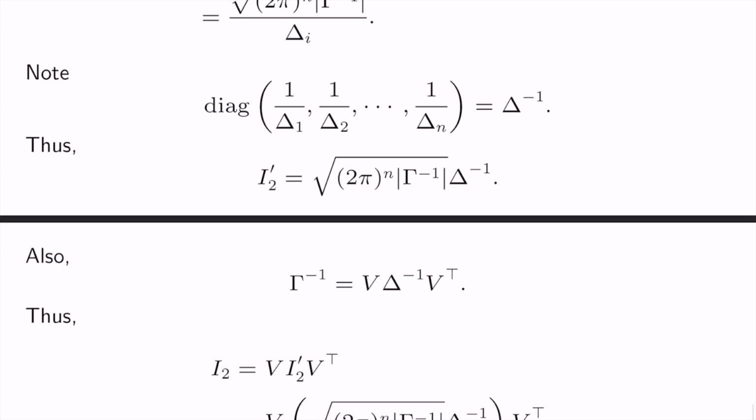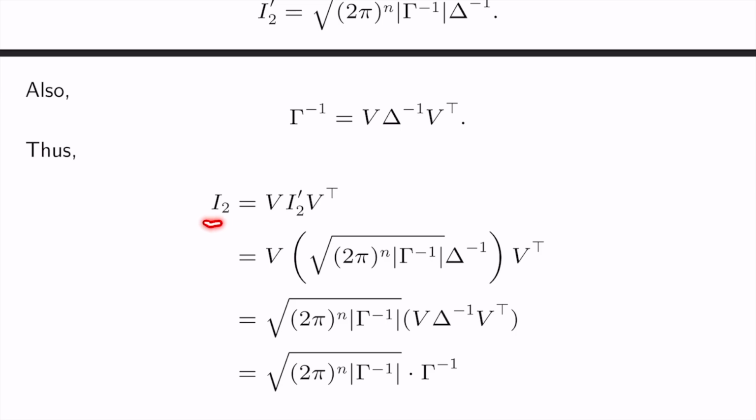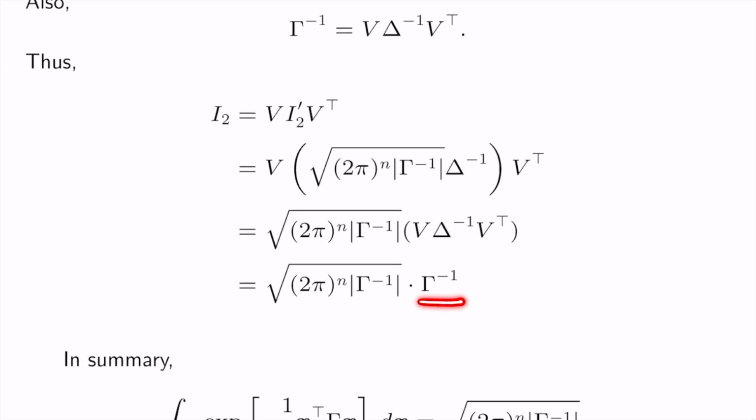Now, remember that the inverse of gamma can be expressed as V times delta inverse times V transpose. So the original integral we wanted to find was this, V times I2 prime times V transpose. And this one we have just found, it's this. So this is just a constant. So V times delta inverse times V transpose we have here, which is equal to gamma inverse.